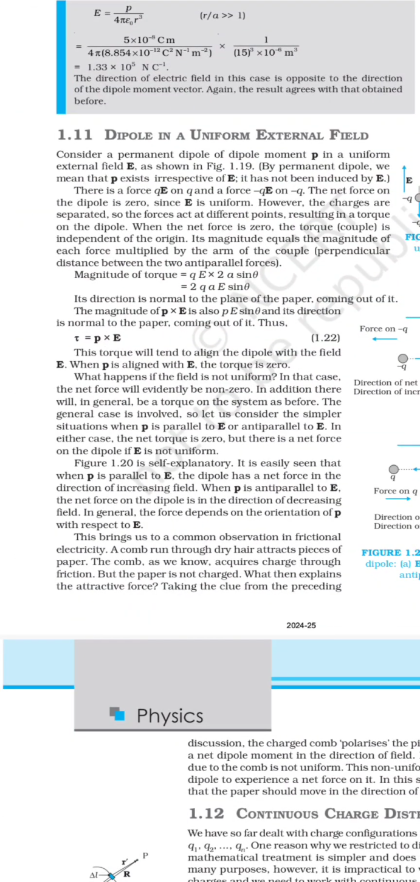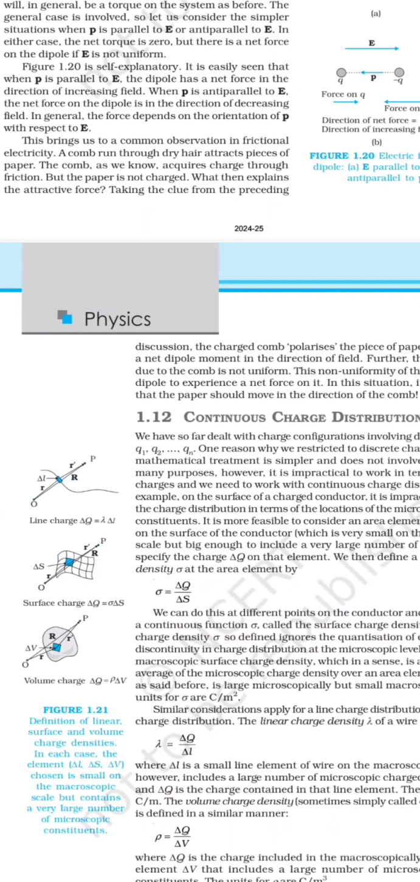Continuous charge distribution can be written as surface charge density, which is delta Q by delta S, linear charge density delta Q by delta L, and volume charge density delta Q by delta V. For surface charge, we have the unit Coulomb per meter square. For linear charge, Coulomb per meter, and for volume, we obviously have Coulomb per meter cube. So delta E can be written as K rho delta V by r square.